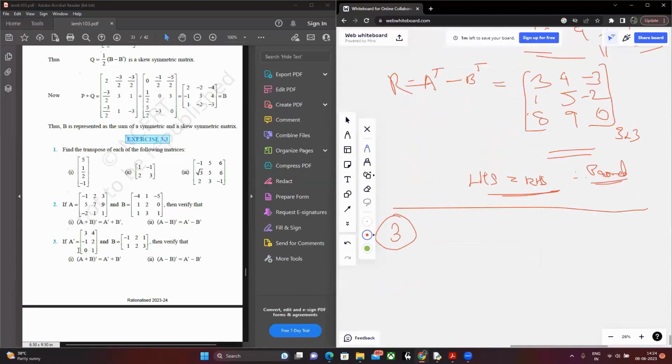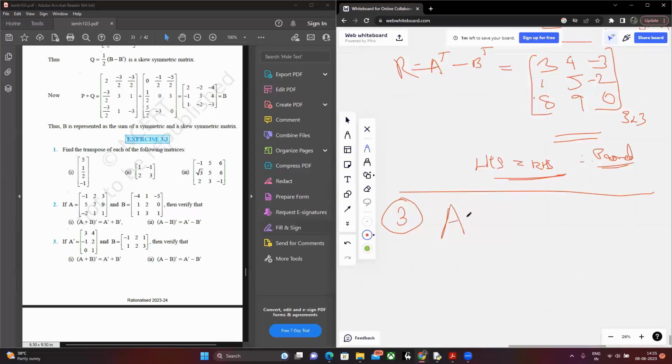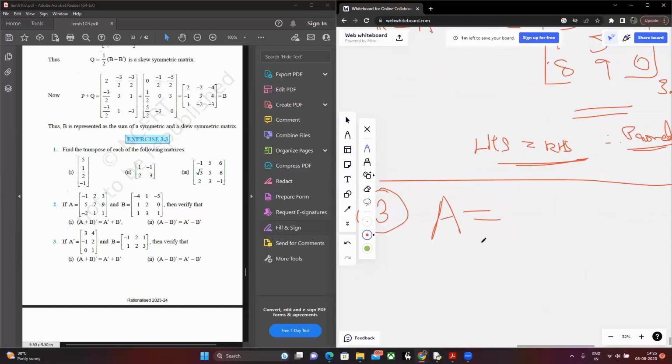If A dash is this matrix and B is going to be this matrix, verify that A plus B the whole dash is going to be A dash plus B dash, and A minus B the whole dash is going to be A dash minus B dash. Over here you were given A and B. Over here you are being given A dash and B. So the first thing we have to do is figure out what is A, because on the left hand side you have A and B, on the right hand side you have A dash and B dash.